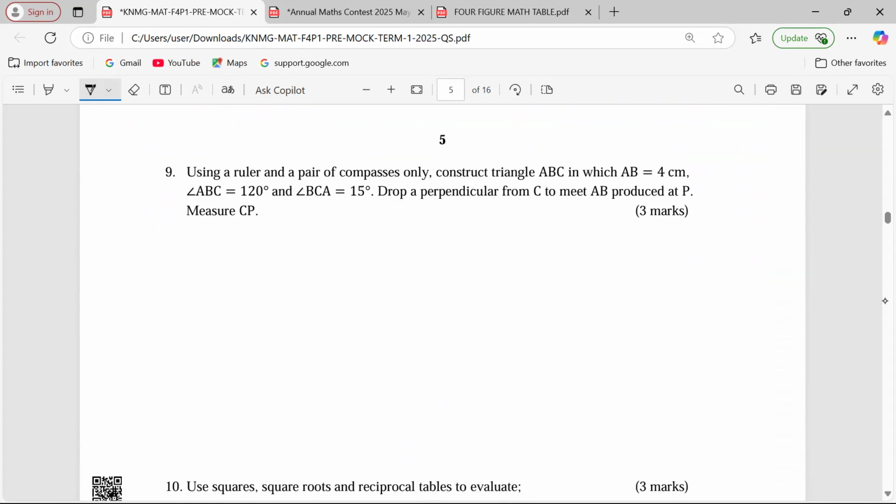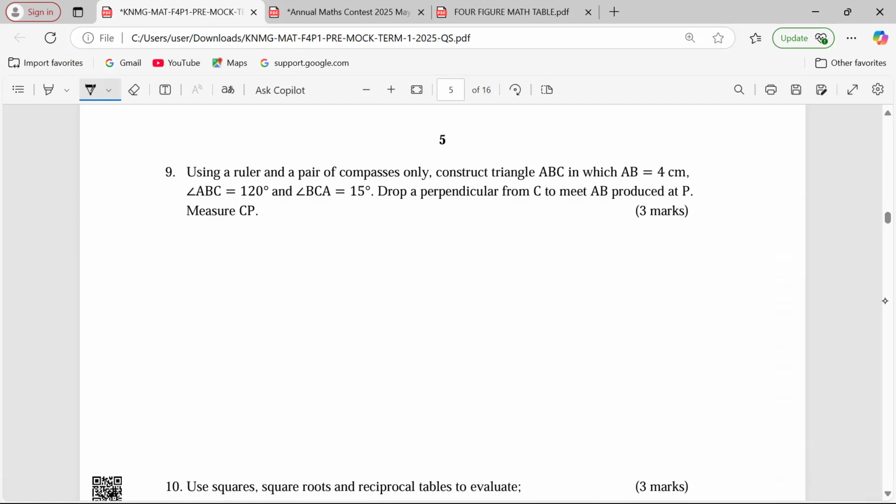Wow, number 9 is a question on geometry. Using a ruler and a pair of compasses only, construct triangle ABC in which the length AB equals 4 centimeters, the angle ABC equals 120 degrees, and the angle ACB equals 15 degrees. Drop a perpendicular from C to meet AB produced at P. Measure the length of CP.